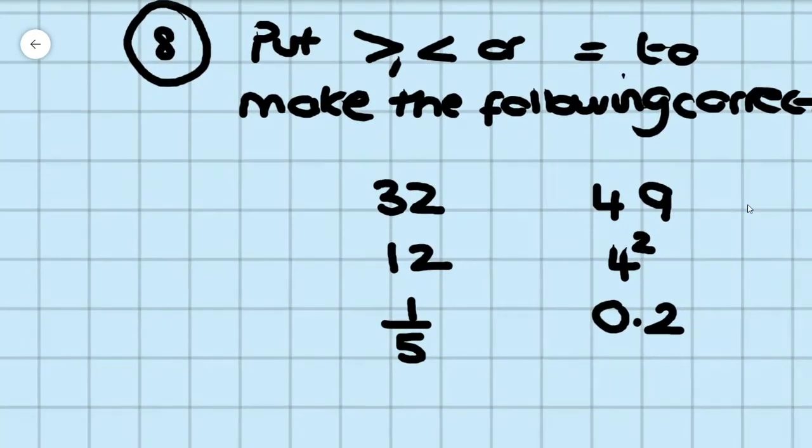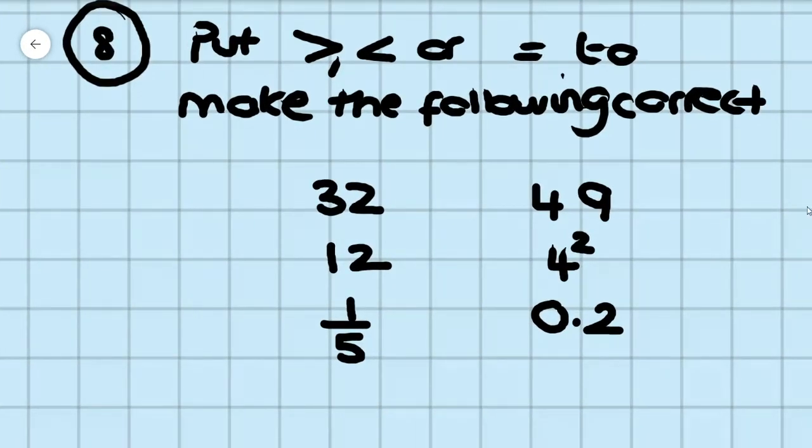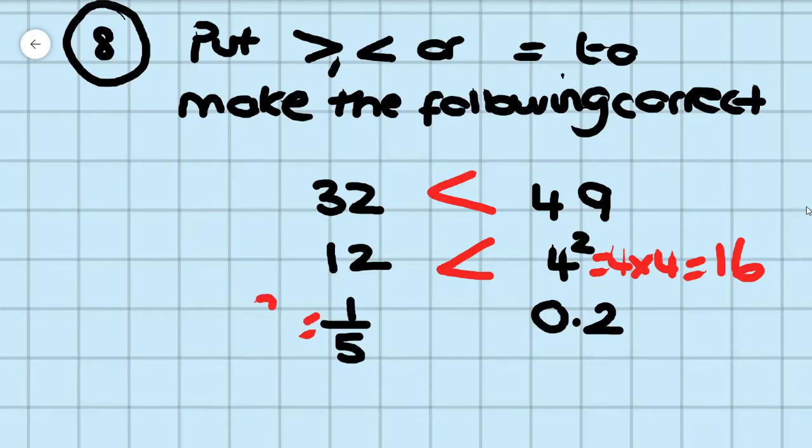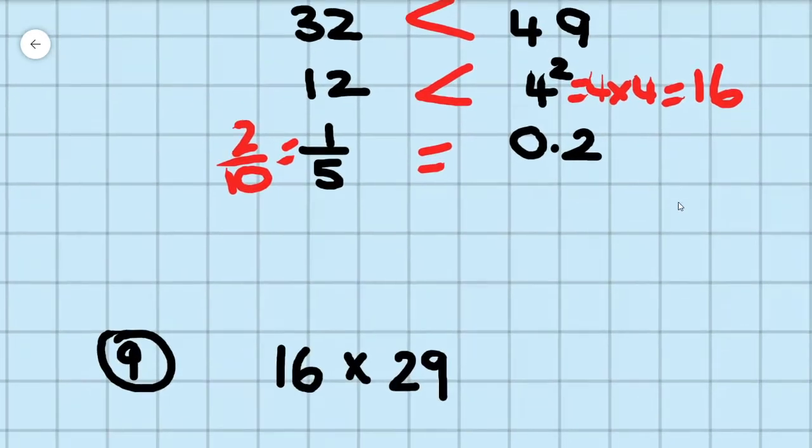Then I've got some inequalities for number 8. So I've got greater than, less than, or equal to sign, make them correct. First one's quite straightforward because I've just got 2 numbers, 32, 49. I know that's bigger, so I need the open bit to be on 49. Then for the second one, I need to first of all convert that to an ordinary number. 4 squared means 4 times 4, which is 16. Well, 16 is bigger than 12, so it's this sign again. And the last one, well, 1 over 5 is the same as 2 over 10. And 2 divided by 10 is 0.2, so they are equal. And that's one you need to sort of know and learn. 1/5 is 0.2. You'd be expected to know that.